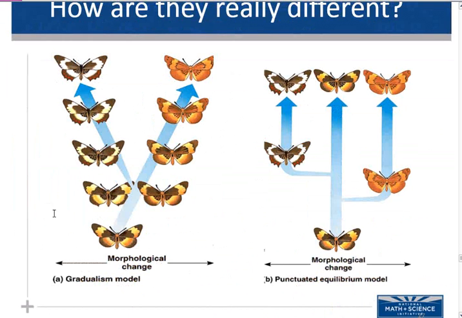So how are they really different from one another? I've said both involve natural selection, and in fact, when I first learned about this model of punctuated equilibrium many years ago, I worried about it, I'll be honest with you, because it seemed to be counter to anything I knew about evolution. And I really wanted to know how it worked.